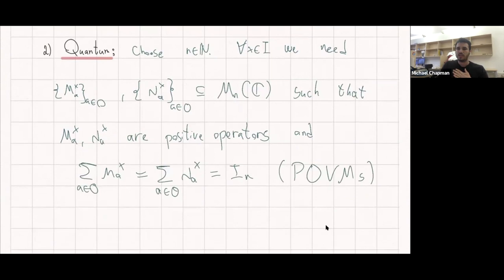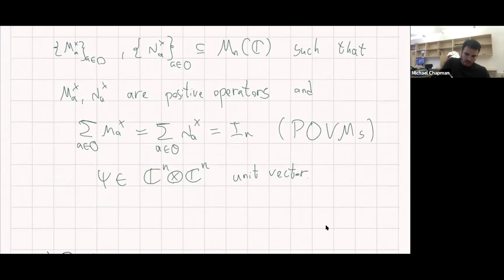And we need an additional thing. We need a unit vector, psi, inside the tensor product of C to the N with C to the N. So this is a unit vector. Now, if we have all this information, we can define a correlation in the following way.